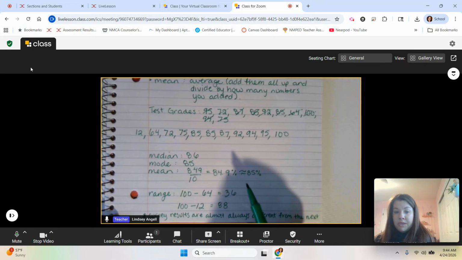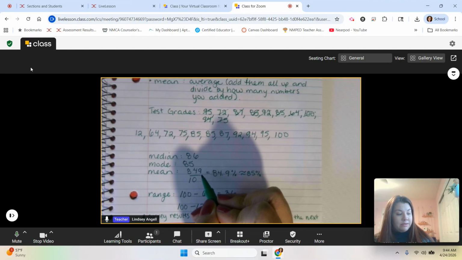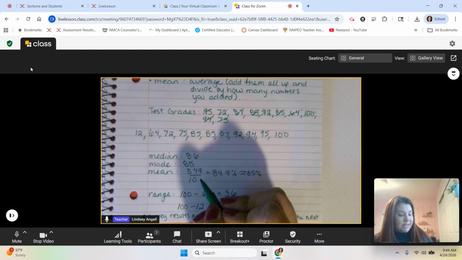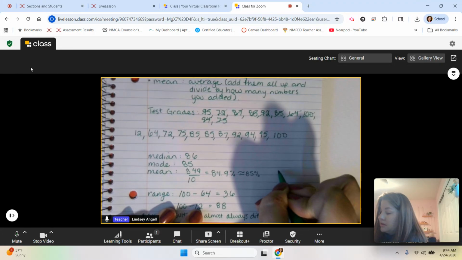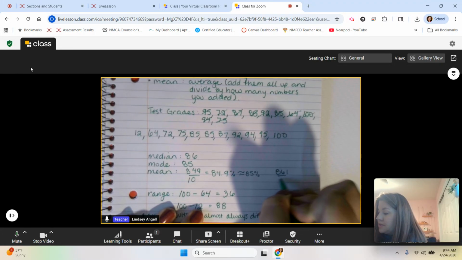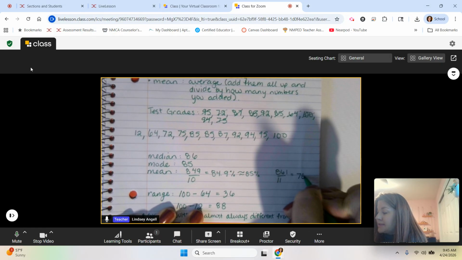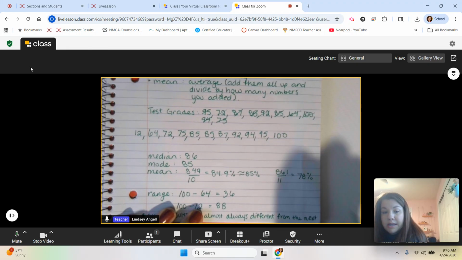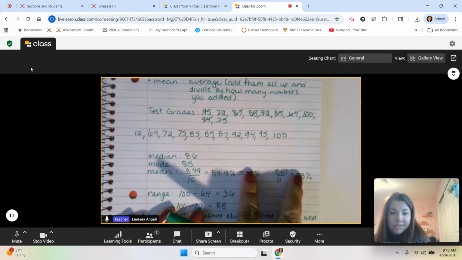The mean, let's see, it was at 849. If we add 12 to that and then divide it by 11, that takes it to 861 divided by 11. That takes the average all the way back down to a 78%, right? That's much lower, okay? And so notice how much that changed it as well.